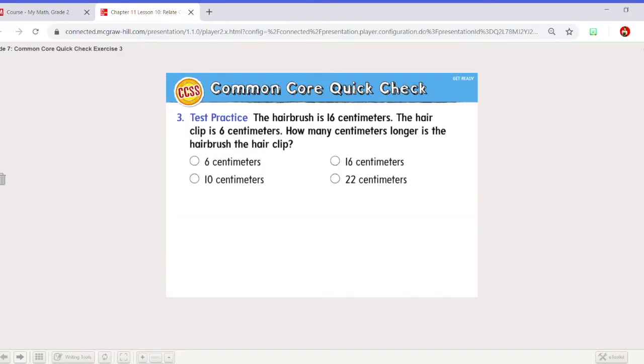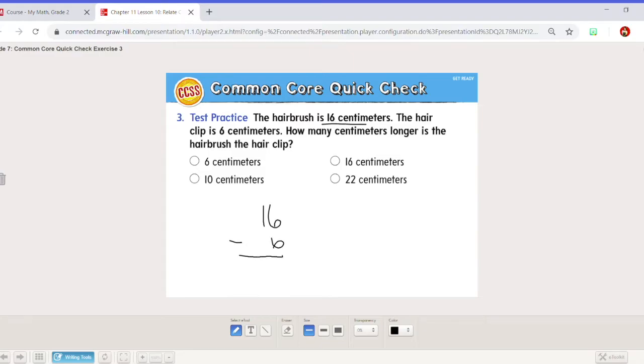Our next one says the hairbrush is 16 centimeters. The hair clip is 6 centimeters. How many centimeters longer is the brush than the hair clip? When we're comparing and finding the difference, before even looking at my options, I'm going to just solve that problem out myself. And if we do it correctly, then we should get the right answer. We're going to do 16 minus 6 because the hairbrush is 16 and the clip is 6. We want to find the difference.